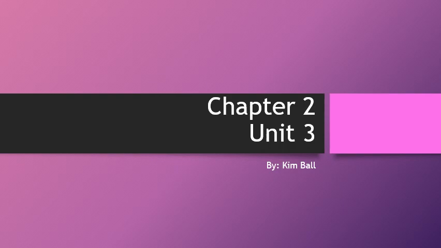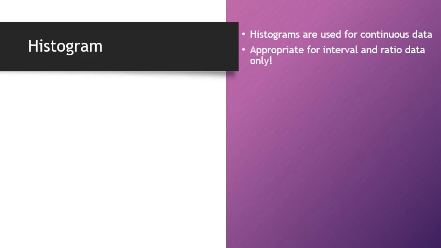Chapter 2, Unit 3. Let's talk about a histogram. Histograms are used for continuous data. Remember, that's the opposite of discrete data. Histograms are appropriate only for interval and ratio data. You would not use a histogram for nominal data or ordinal data, only interval and ratio data.